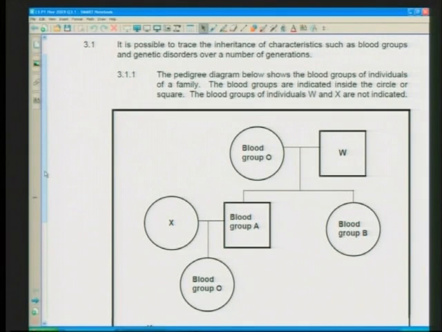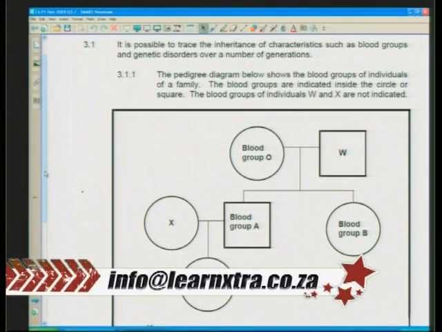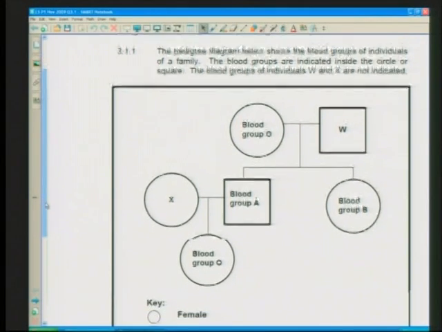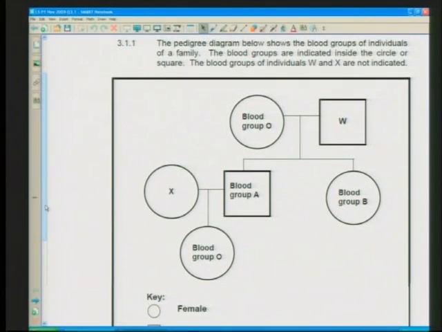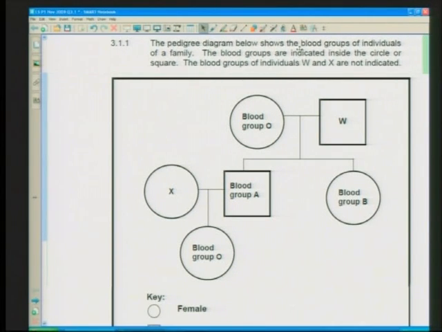Okay, Kakala, this is your question. It's clearly on inheritance of characteristics such as blood groups and genetic disorders over a number of generations. What they've given you here is a pedigree chart. Now, we're going to go through the question. It says the pedigree diagram below shows the blood groups of individuals of a family. So let's underline the blood groups.